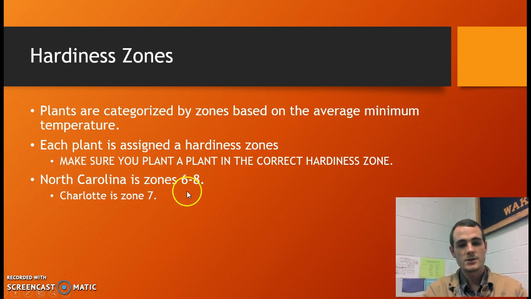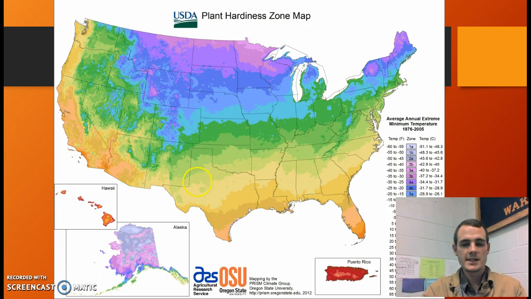North Carolina is a zone 6 through 8. Charlotte, which is in the southern region of North Carolina, is a zone 7. So let's take a look at that hardiness zone map so you can understand this. As you see on this map, and as you see also in your paper, you should be able to identify these different zones. In the top right here, you have a zone 1A. It's all the way up here. It's showing you right here on the left side of the key the average minimum temperature. So in the winter season, it's going to be -60 to -55 degrees.